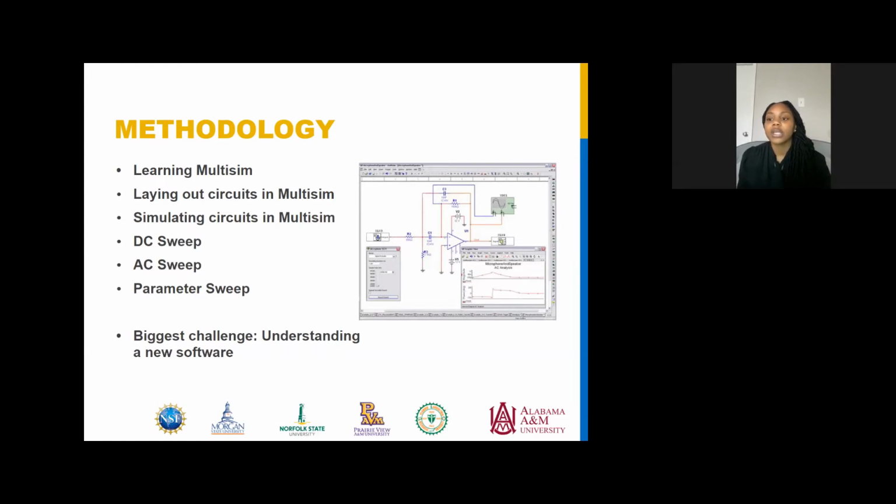Our biggest challenge was understanding a new software. Everyone in the group was not familiar with Multisim, or they were new to learning Multisim, so that was a big challenge in learning everything about Multisim.